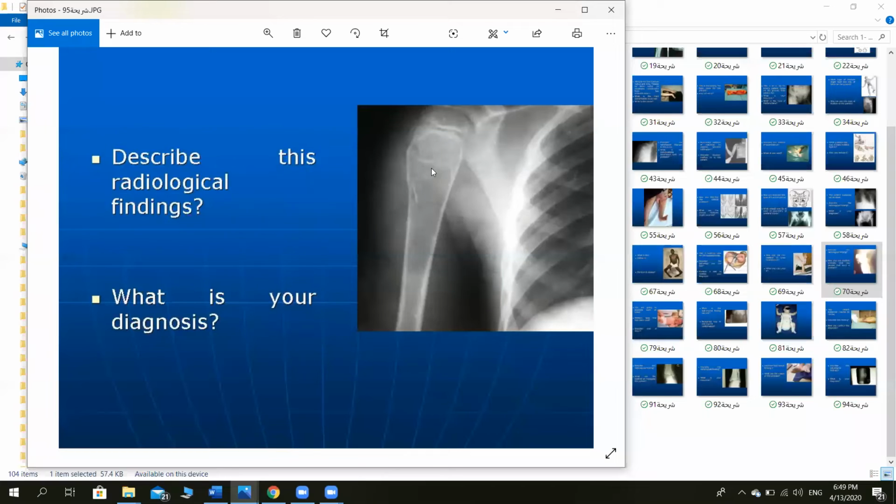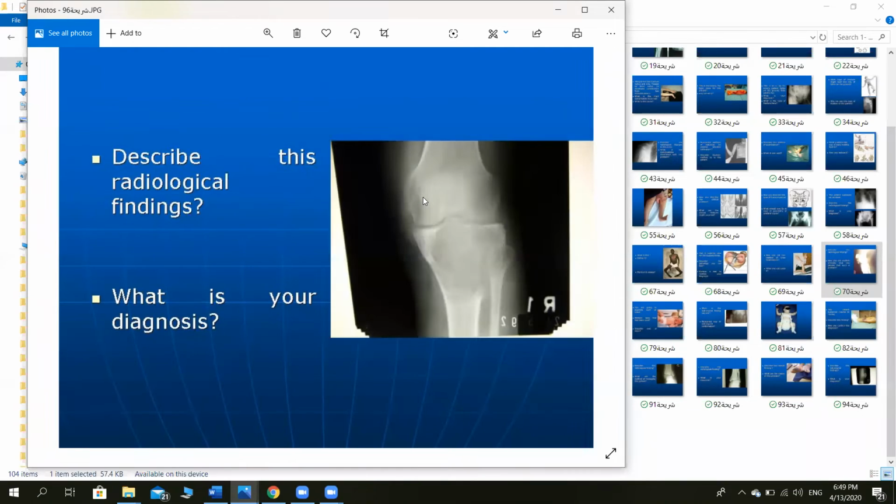This is a central lytic lesion of the proximal humerus with pathological fracture without expansion of the bone. And this is the typical simple bone cyst, or solitary bone cyst, or unicameral bone cyst, all the same name.